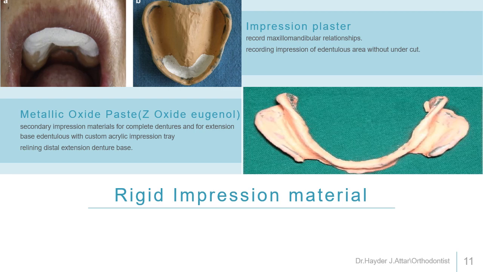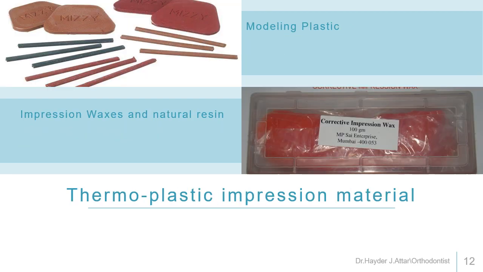The other type of impression material is the thermoplastic impression material. Thermoplastic impression materials give poor detail of the edentulous or partially edentulous patient, so they are mostly used in primary impressions, and include the modeling plastic material.